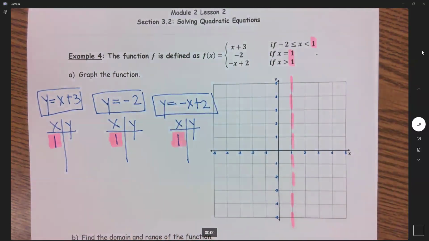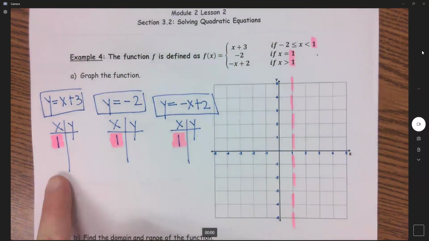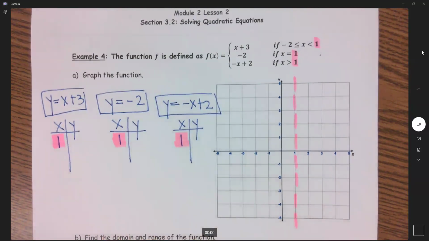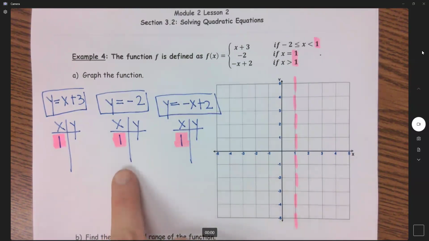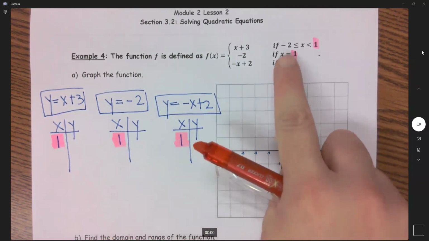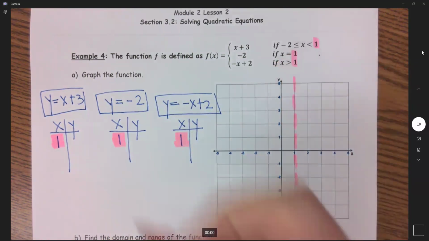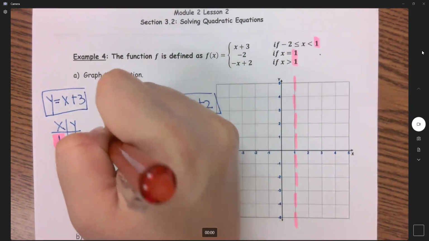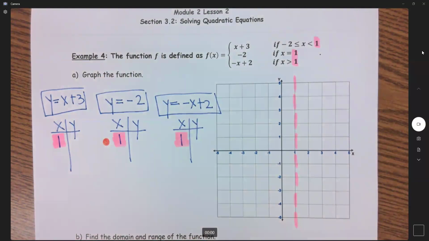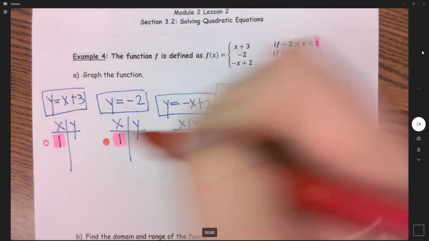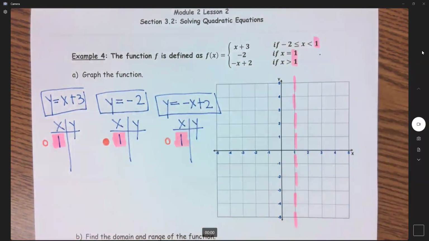Now, we have 3 different ones. Only one will get a solid closed point. Which one, the first, the second, or the third, is going to get a solid closed circle? Hopefully you said the second one because that's the only one where x equals 1. So this one needs a solid circle. The rest of these ones are going to have open circles.